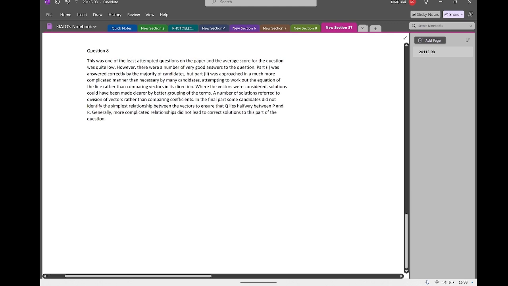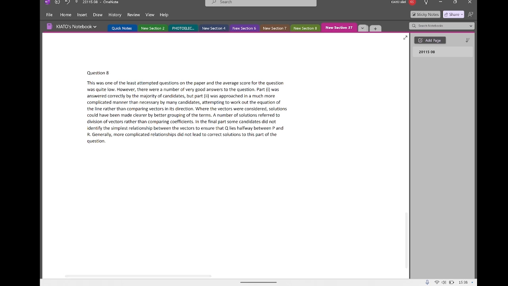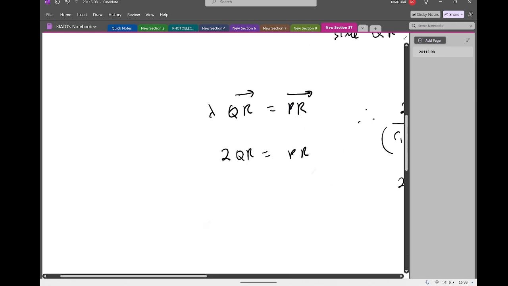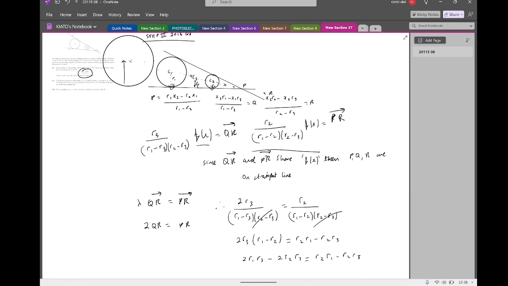Where the vectors were considered, solutions could have been made clearer by grouping the terms. Yeah, to be fair, I could have made my brackets clearer. A number of solutions referred to the division of vectors rather than comparing coefficients. Oh. Okay. It seems as if the main issue was that people didn't really know how to express the straight line bit, and they were trying to do more complicated methods than necessary, which makes sense. Yeah, I think there are multiple ways to approach this question, but I think this is the easiest way, even though this question still isn't easy by any means.